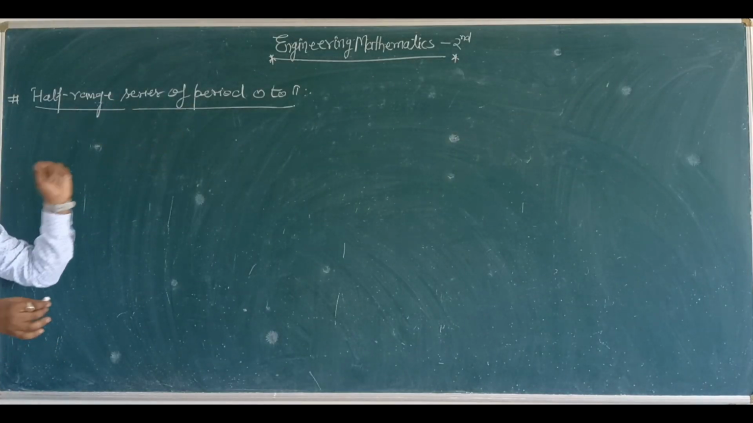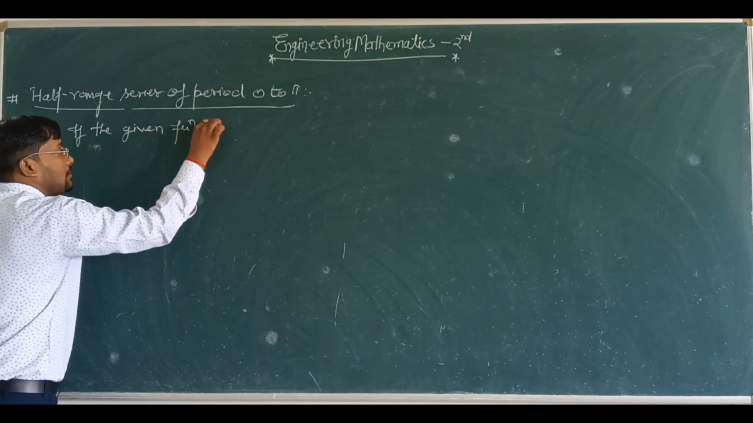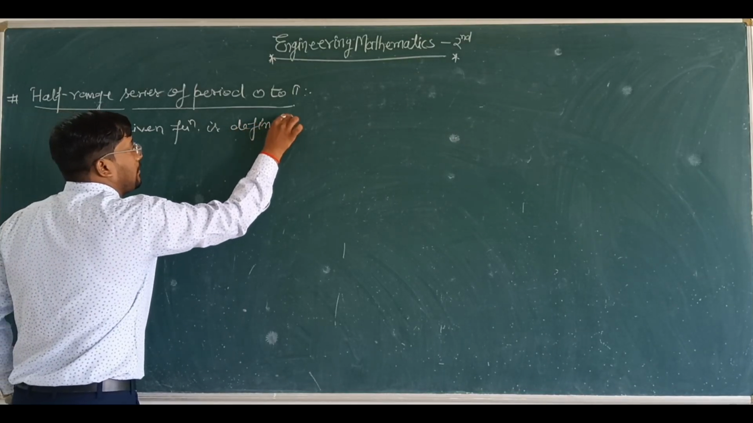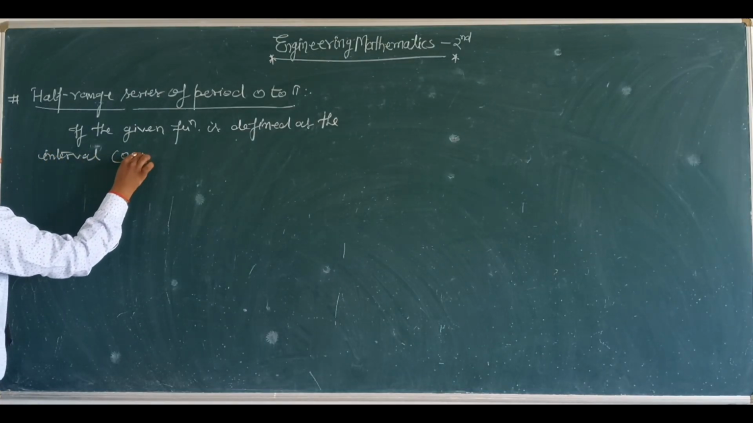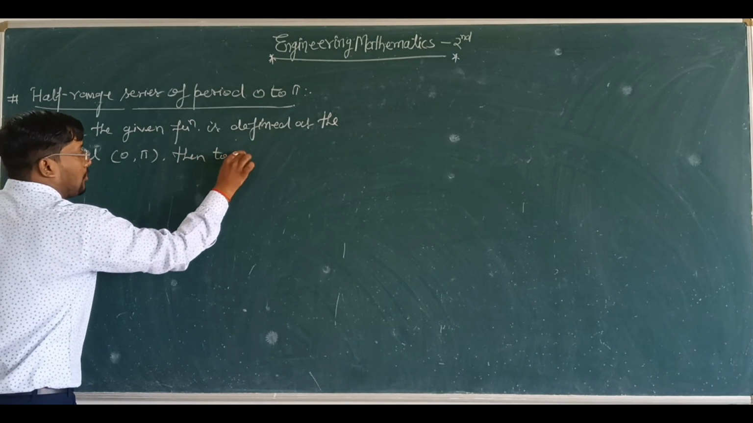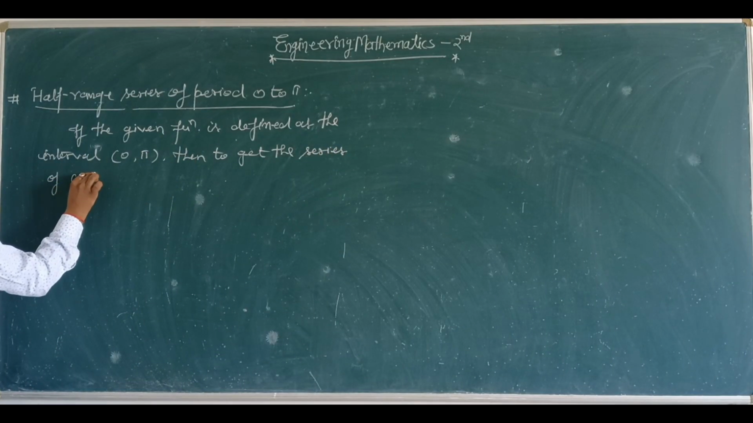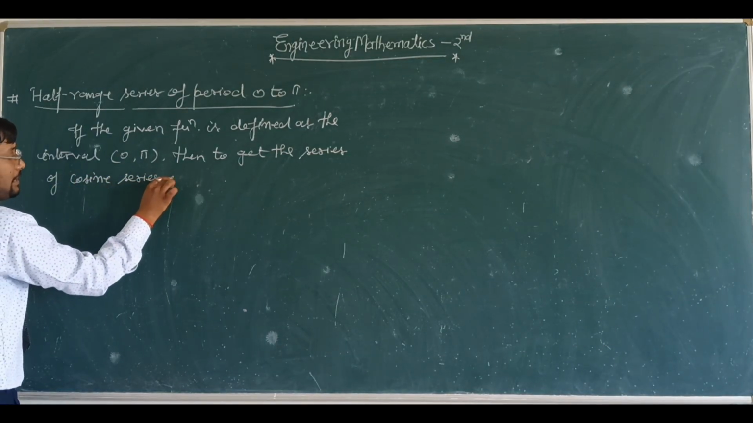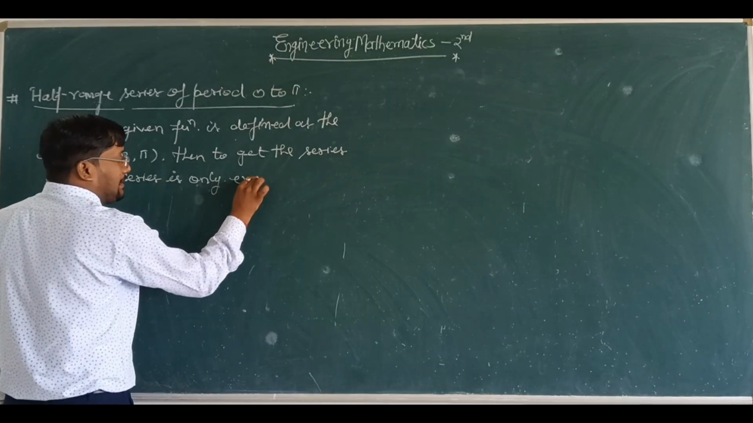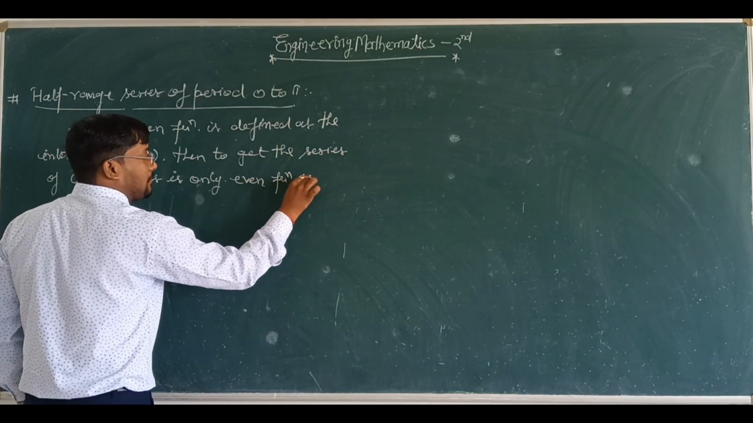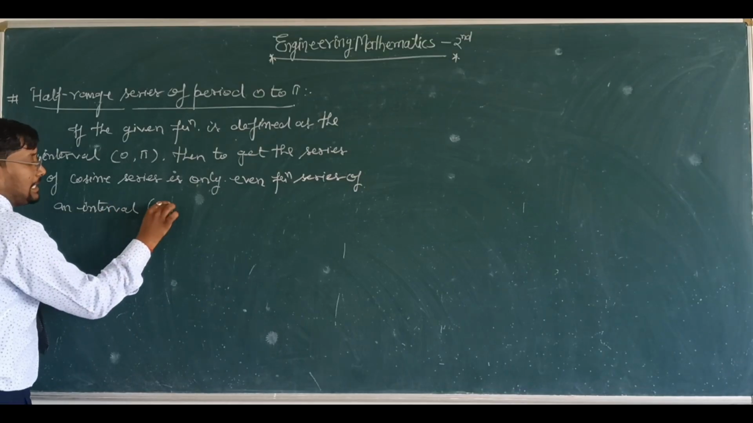What about the half range series? You can note down, if the given function is defined in the interval 0 to pi, then to get the cosine series is only the even function series of an interval minus pi to pi.